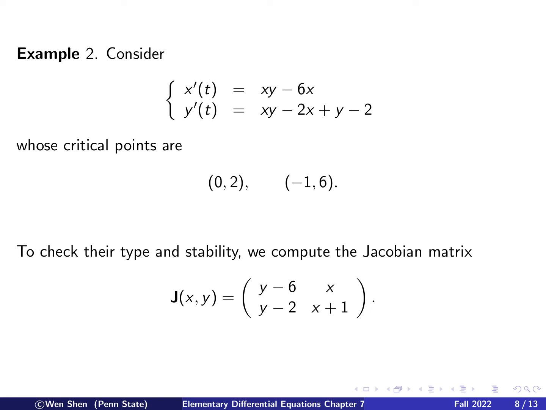So we need to compute the Jacobian matrix. The Jacobian matrix here is a collection of the partial derivatives. So differentiate this in x, we get y minus 6, which is here. And then differentiate this in y, we get x, which is here. And for the function g, if we differentiate this in x, we get y minus 2, which is here. And if you differentiate this in y, you get x plus 1, which is here.